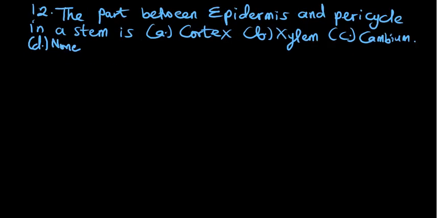The part between the epidermis and pericycle in a stem is. So the answer is option A. Cortex is the part between epidermis and pericycle. It has three parts. The first part is the hypodermis. The second part is the general cortex.